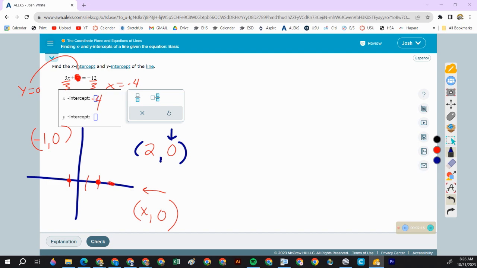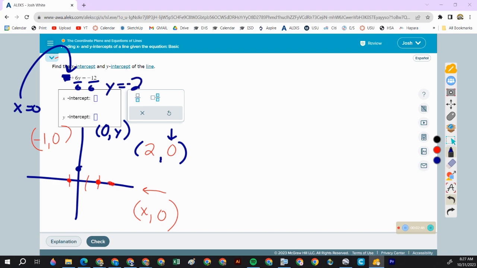Well, what about the y-intercept? What is the value of x on the y-axis? 0. So every point here is (0, y). If we want the value of the y-intercept, all we have to do is plug in x equals 0. I'm going to stick that here, which eliminates the x, and we get 6y equals -12. Divide by 6. That gives us y equals -2. To find the x-intercept, plug in y equals 0. To find the y-intercept, plug in x equals 0.